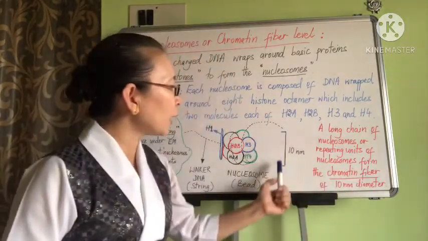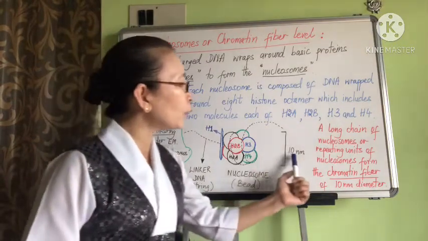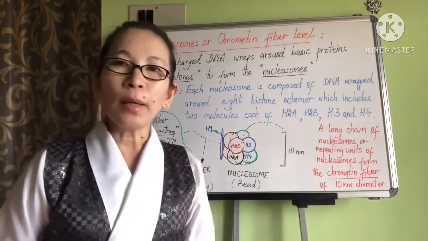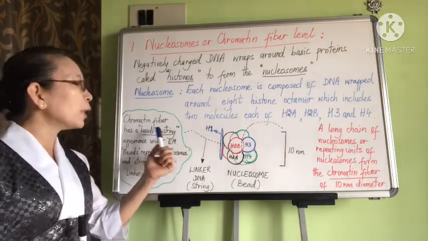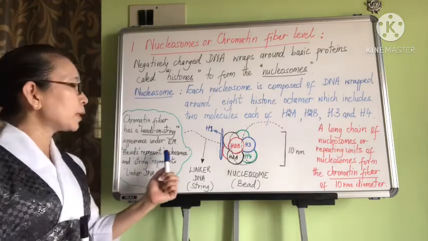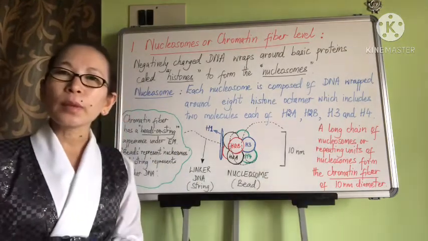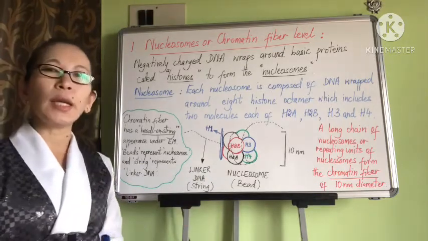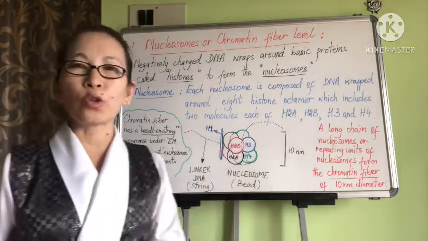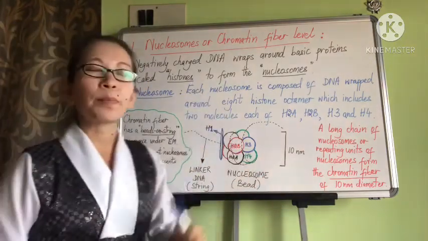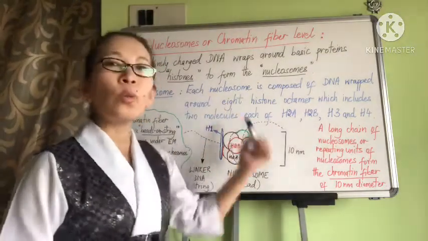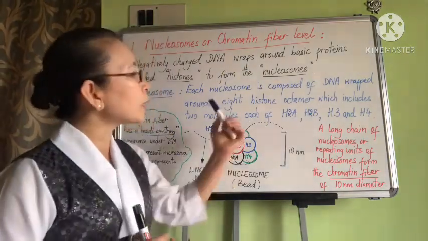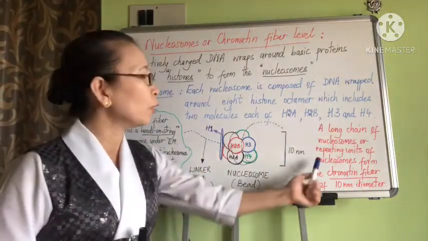And a chromatin fiber has an approximate thickness or diameter of 10 nanometers. Now, when a chromatin fiber is observed under electron microscopy, it appears as a beads-on-string structure, where each bead represents a nucleosome, and the string represents the linker DNA, the DNA which is joining between the nucleosomes. So at the first, basic, lowest level of DNA packaging, DNA is condensed or compacted up to 7 folds by forming repeating units of nucleosomes.